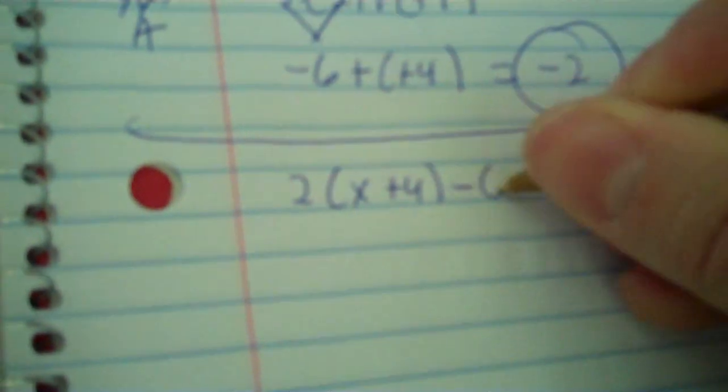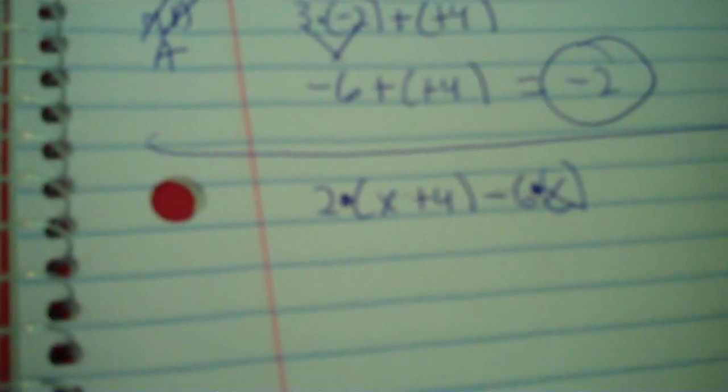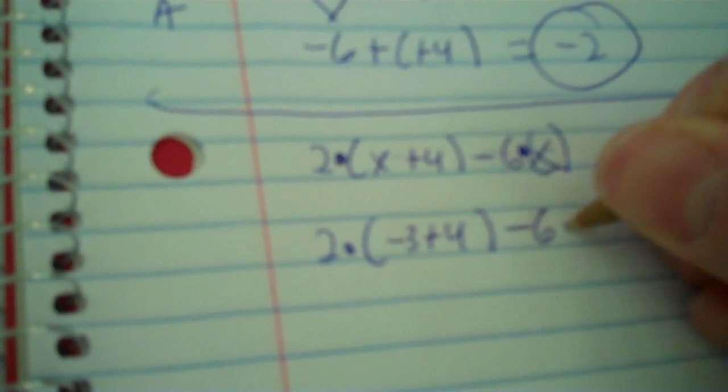Okay, we have 2 parentheses x plus 4 minus 6x, with x being equal to negative 3. So we got times there, plus, minus, times. Don't parenthesize that x, just put negative 3 where it's at. We'll put negative 3 here. 2 times parentheses negative 3 plus 4 minus 6 times negative 3. Okay, any minuses? 2 times negative 3 plus 4 minus 6. So that's going to be plus negative 6.